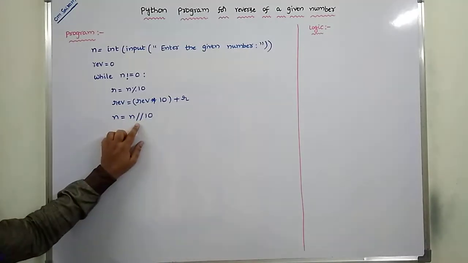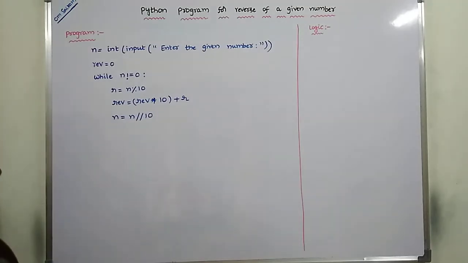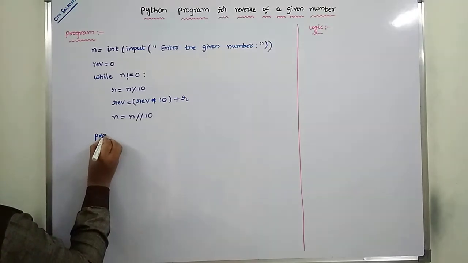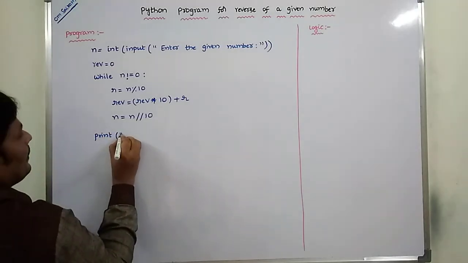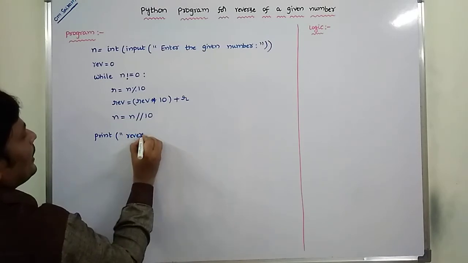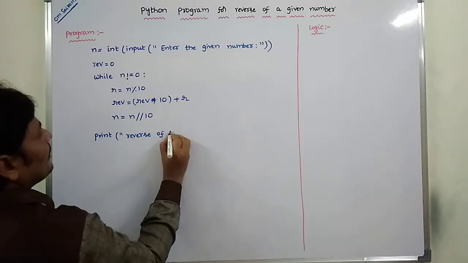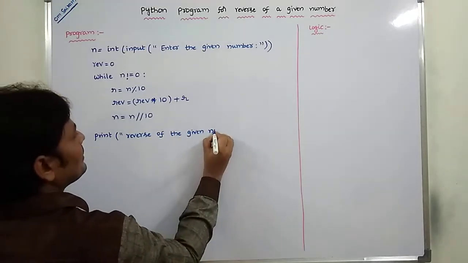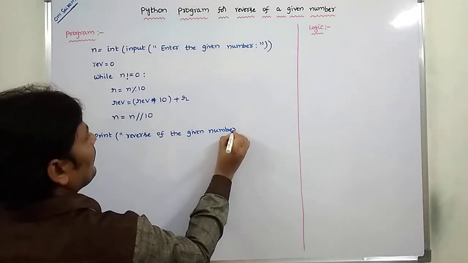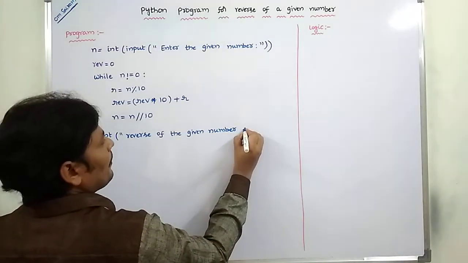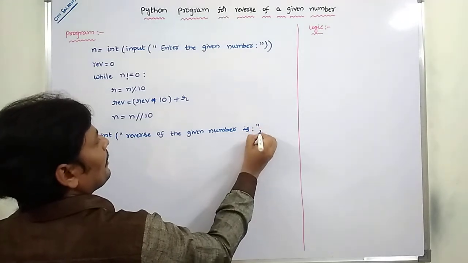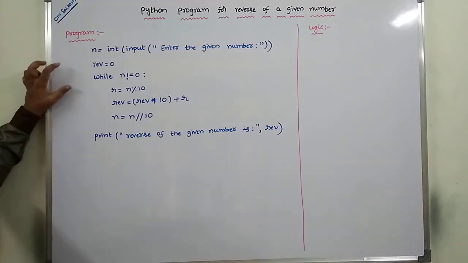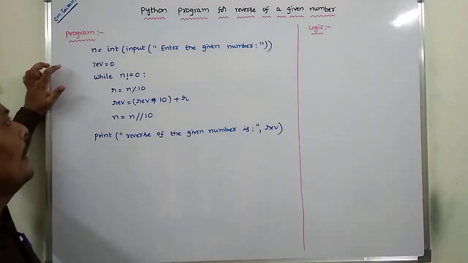Okay, here two slashes we have to use. Next, print "reverse of the given number is" comma REV. So this is the program for reverse of a given number.